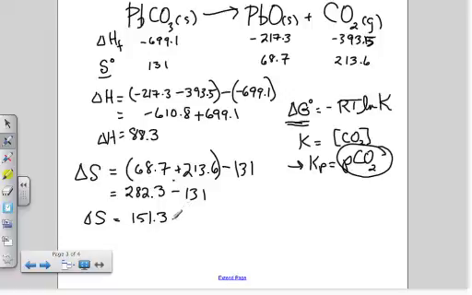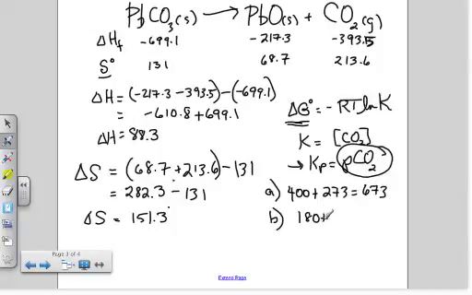Okay, now we're going to combine those two things at two different temperatures. Remember that your temperatures need to be in Kelvin, so I'm going to do that here. 400 plus 273 is 673, and 180 plus 273 is equal to 453.